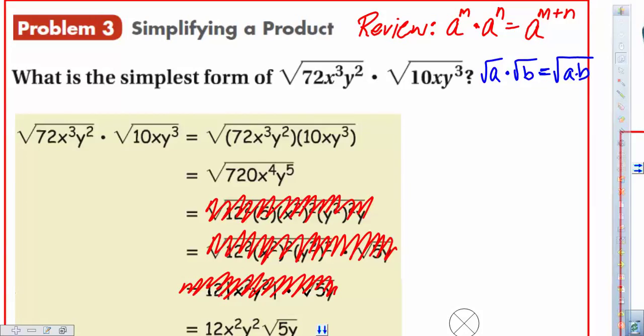All right, everybody, problem number 3. This is where it really does step it up a notch. Here's the reason why. If you look at this problem, it's asking you what's the simplest form of not one radical expression, but actually two radical expressions multiplied together.